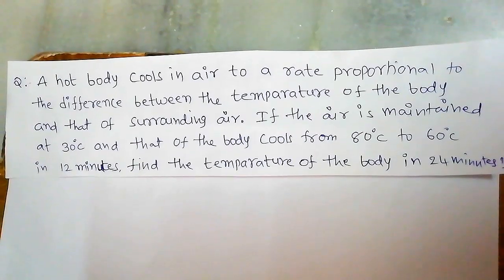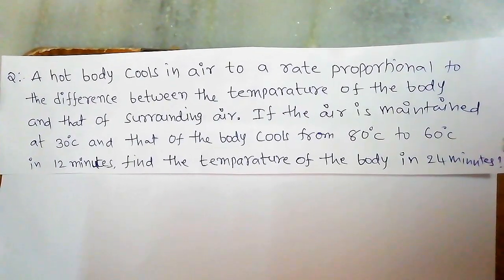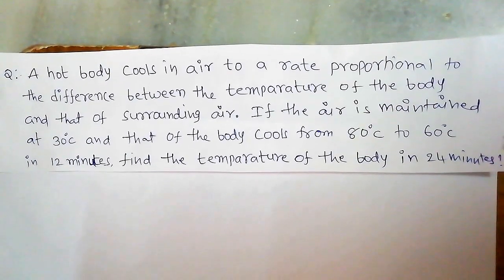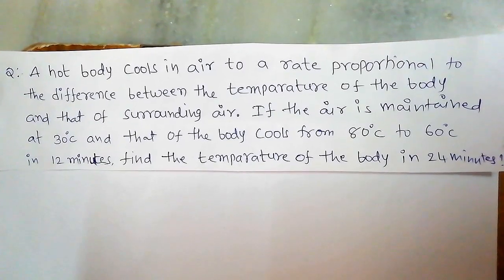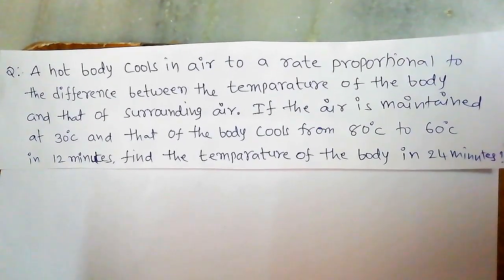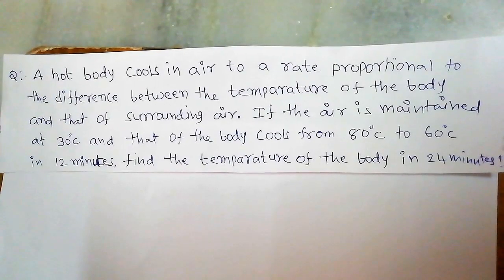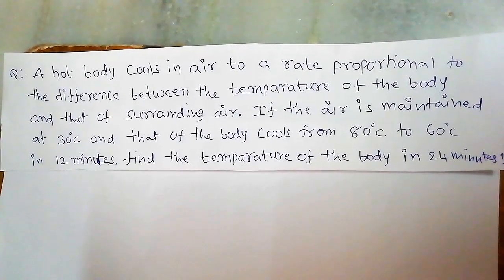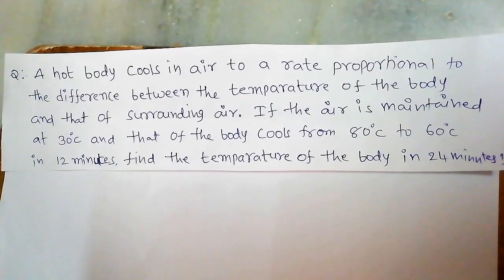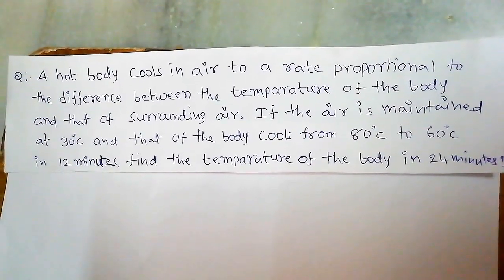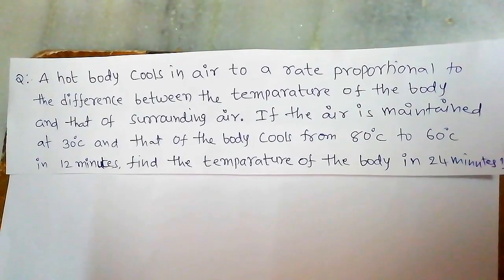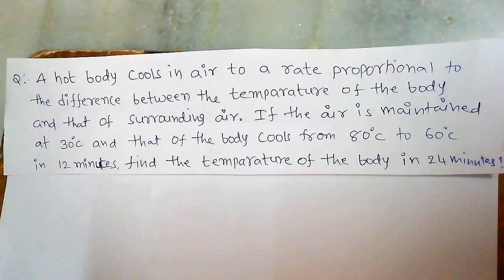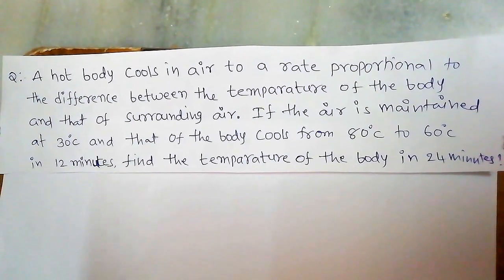Today I am going to explain Newton's law of cooling. So let us see the question in this topic. A hot body cools in air at a rate proportional to the difference between the temperature of the body and that of the surrounding air. If the air is maintained at 30 degrees Celsius and the body cools from 80 degrees Celsius to 60 degrees Celsius in 12 minutes, find the temperature of the body in 24 minutes.